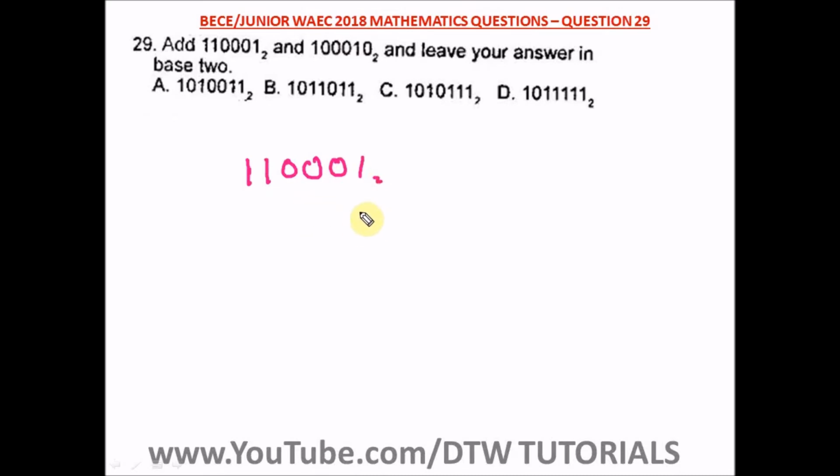Then we have 0 1 0 0 0 1. Okay, we have to add them. All right, we're adding them up. All right, okay, in base 2. Okay, so I hope you remember how to add in bases. All right, so we have here 1 plus 0 is 1.